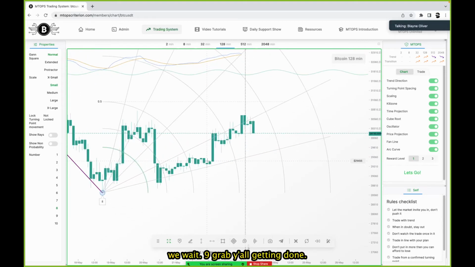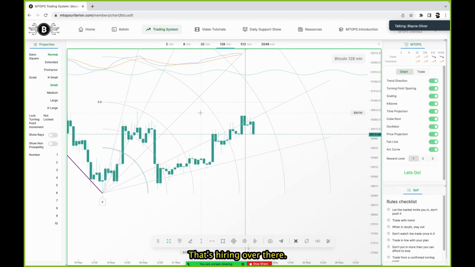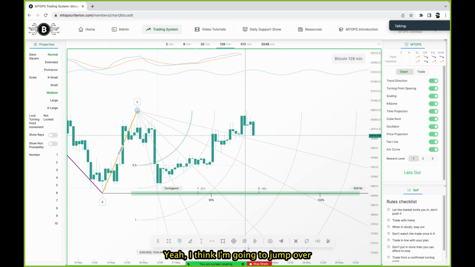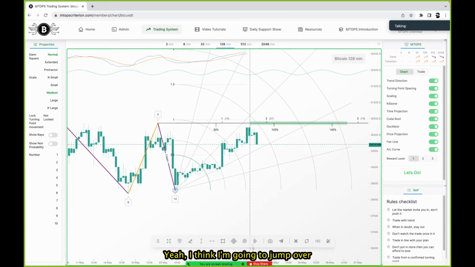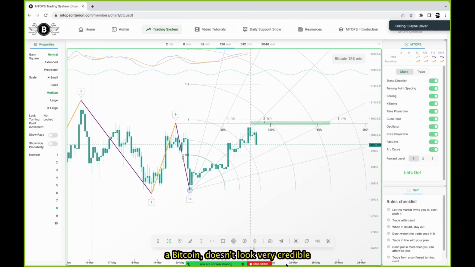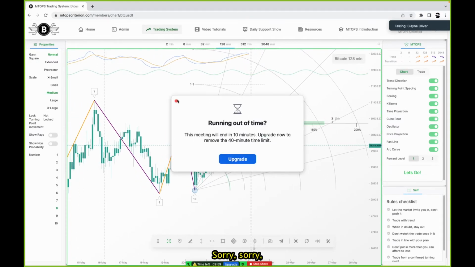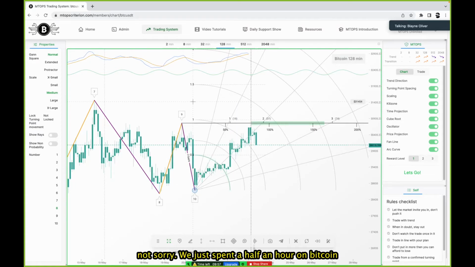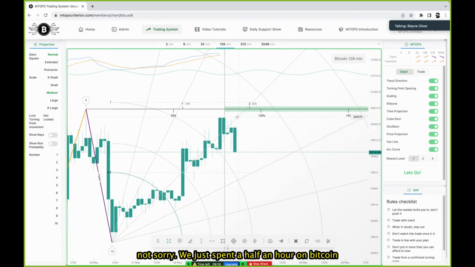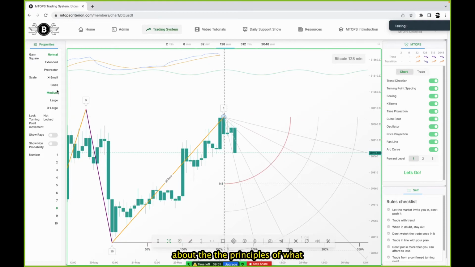Oh crap, we are going down. That's higher over there. Hold on. Yeah, I think I'm going to jump off of Bitcoin. It doesn't look very tradable right now. Let's head over to the Dow Jones. Oh my god. Sorry, not sorry. We did spend half an hour on Bitcoin, but the principles of what we spoke about apply to all markets.